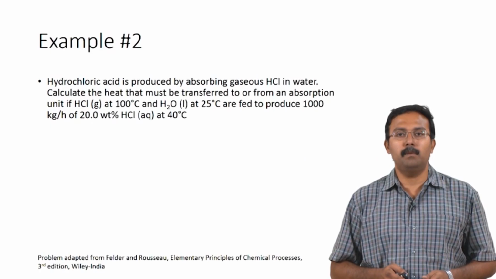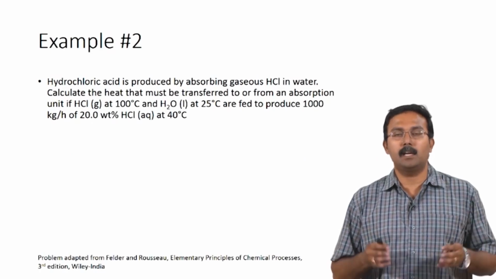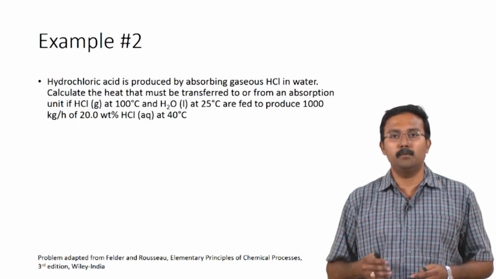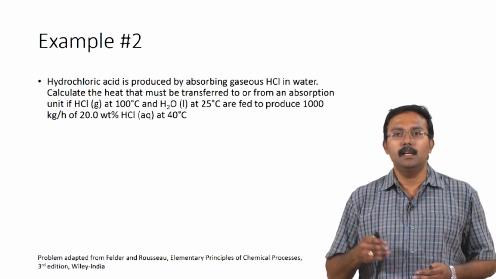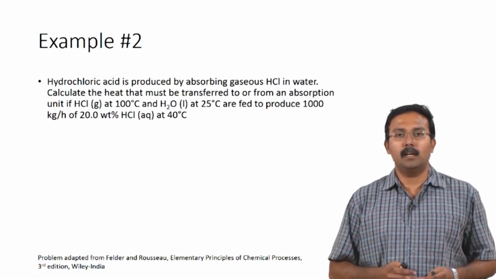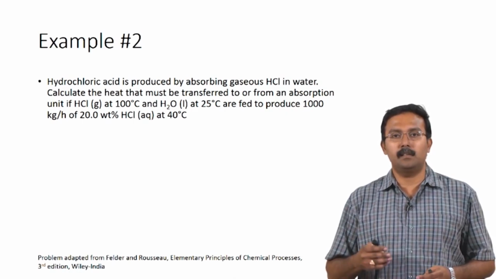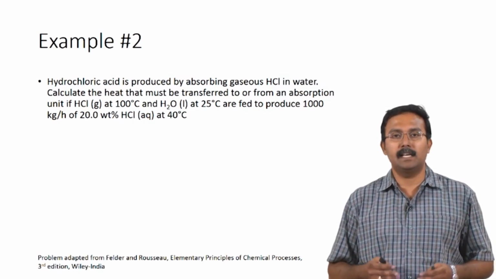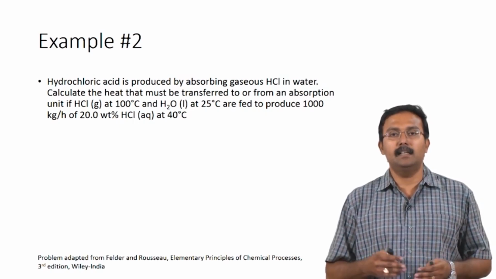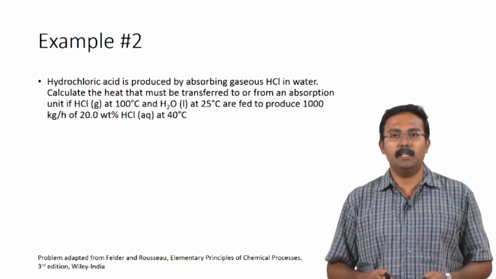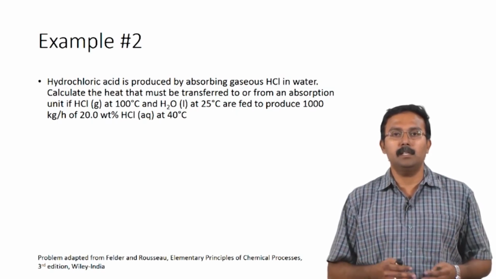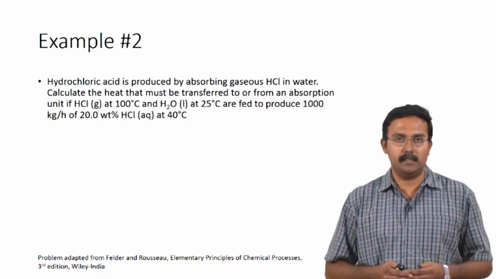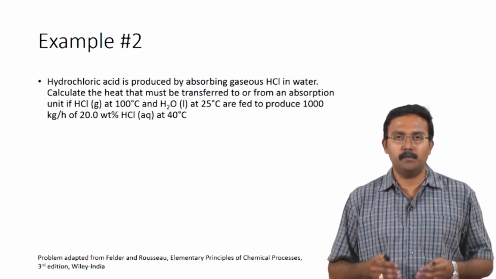Here is an example problem where we will be performing energy balances accounting for heat of solution as well. Hydrochloric acid is produced by absorbing gaseous hydrogen chloride in water. Calculate the heat that must be transferred to or from an absorption unit if HCl gas at 100 degrees Celsius and H2O liquid at 25 degrees Celsius are fed to produce 1000 kilograms per hour of 20 weight percent HCl aqueous solution at 40 degrees Celsius. Let us now look at how to solve this problem.